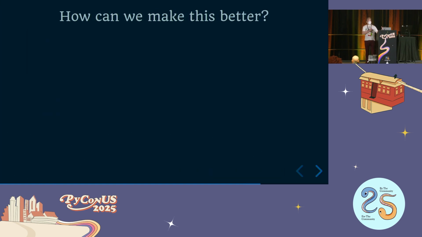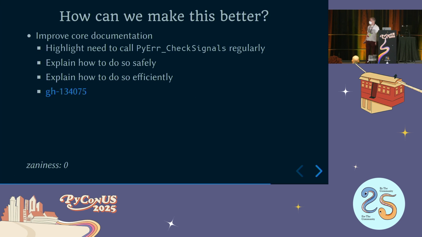Okay, so that's one piece of the problem, but there's still these other pieces of the problem. How can we make this better in other ways? I have some ideas. I'm going to tell them to you now in ascending order of zaniness. First off, let's improve that core documentation. Let's tell people they need to do this. Let's tell people how to do it safely and efficiently. I think we could add a whole new section in the extending and embedding guide. Not a zany idea. We should do this. I already filed the GitHub issue to say we should do this.